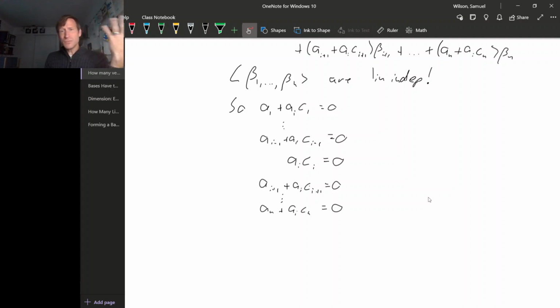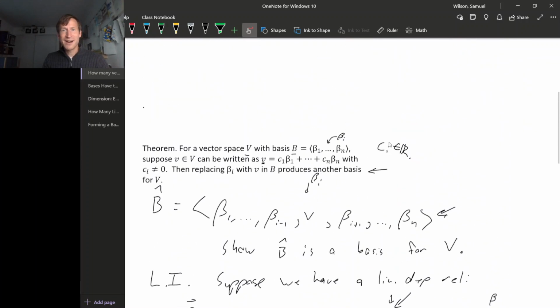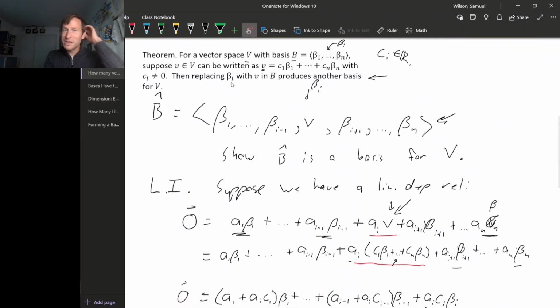So what next? What does this tell us? Well, notice this equation right here. We know a little bit more about this equation than all of the others, because remember at the beginning we said that c sub i is not 0. Just to remind you, i was the index where we were replacing the beta with index i, and we chose that index by saying that coefficient c has to be non-zero. Of course, there has to be a non-zero one because otherwise v would just be the 0 vector.